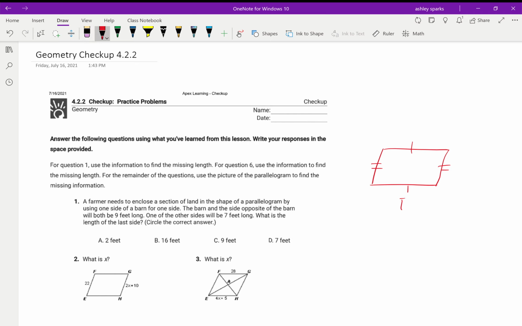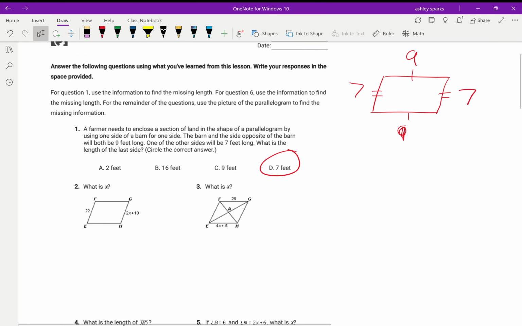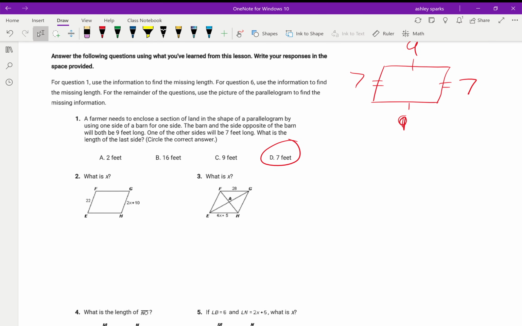Alright, so we got a barn side and we got the side opposite. They're 9 feet. One of the other sides is 7 feet long. What is the length of the last side? Well, if these two sides have to be equal, this last side would be 7 feet. And we can use that information to solve different equations.